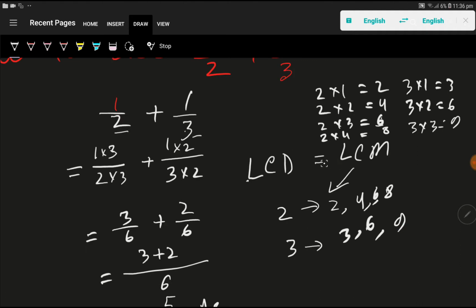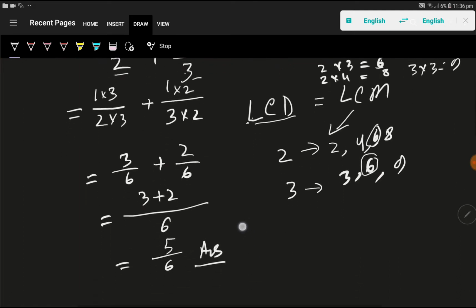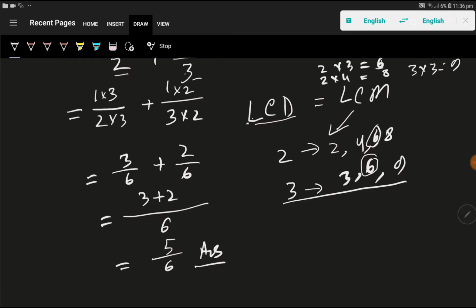So look, least common denominator means least common multiple, that is the smallest multiple. So look here, 6, right? The least common multiple, that is the least common denominator, is the smallest multiple that both numbers share, right? So 6. This is a method to find the least common denominator.